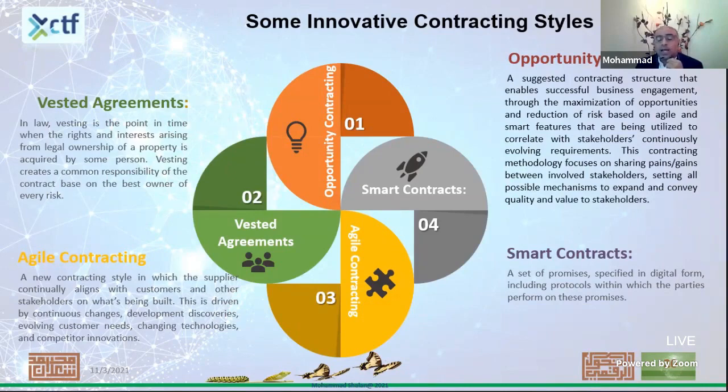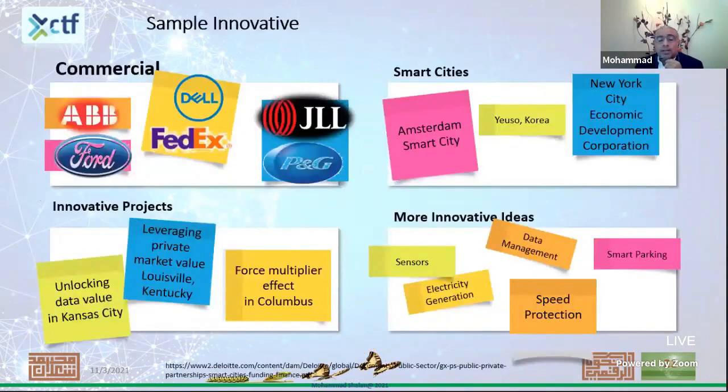And later we can have smart contracts, which today is limited, but it is a kind of contract that's delivered through the machines, through artificial intelligence, and it can be triggered automatically. Some samples of innovative contracts we can talk about in the commercial sector. We have the ABB4. You can find it in the literature, actually. Delphidix cases, JLL and Procter & Gamble to manage their facilities. This is a kind of commercial contract.